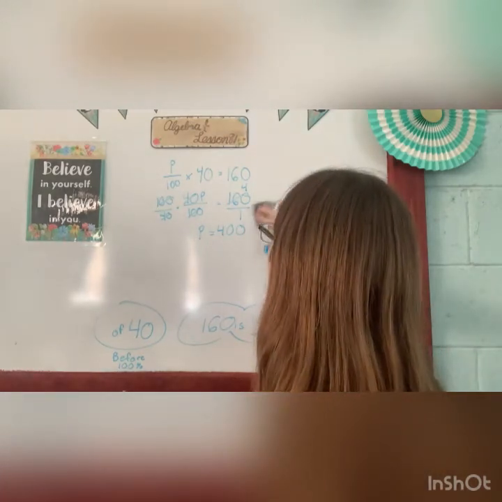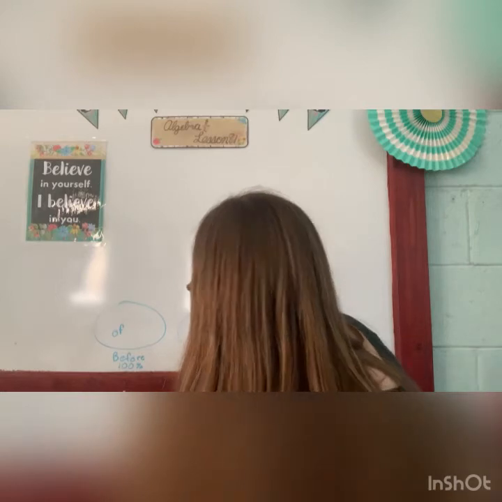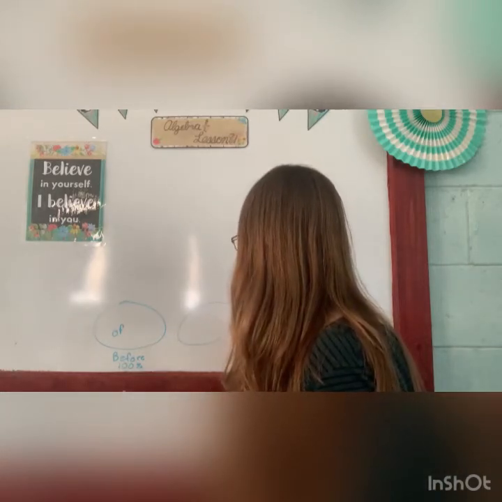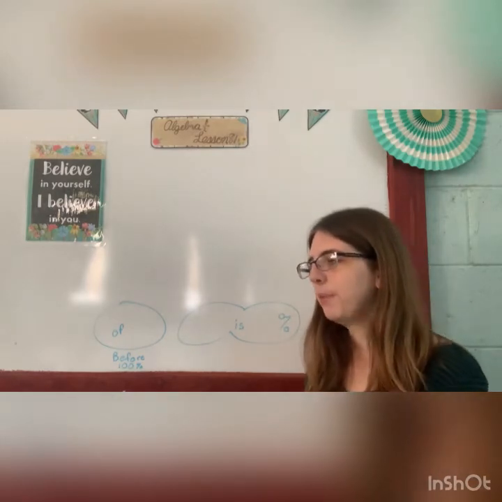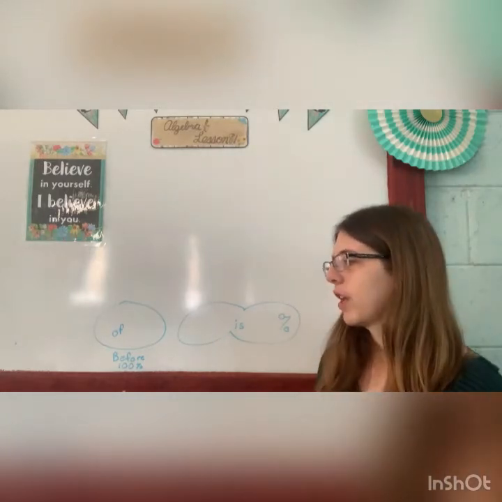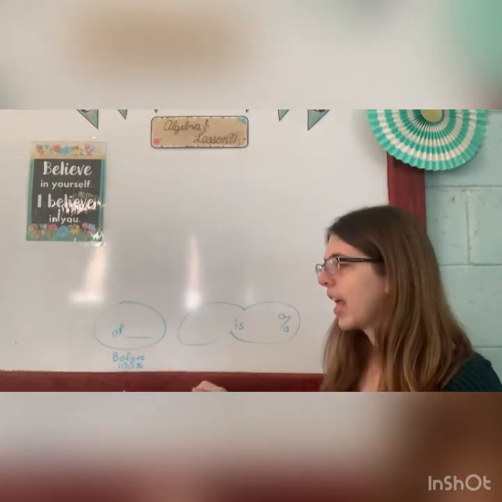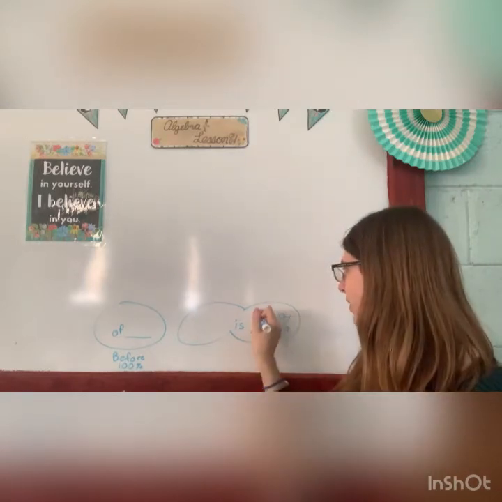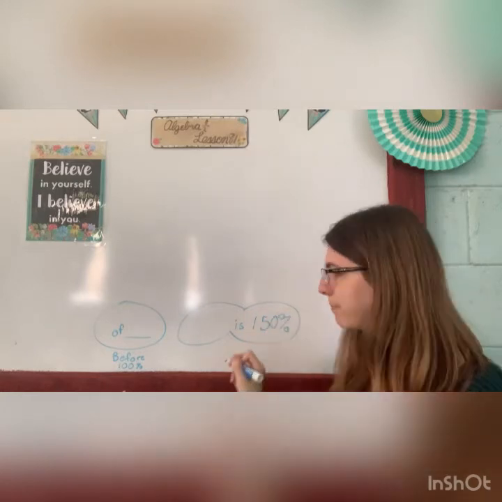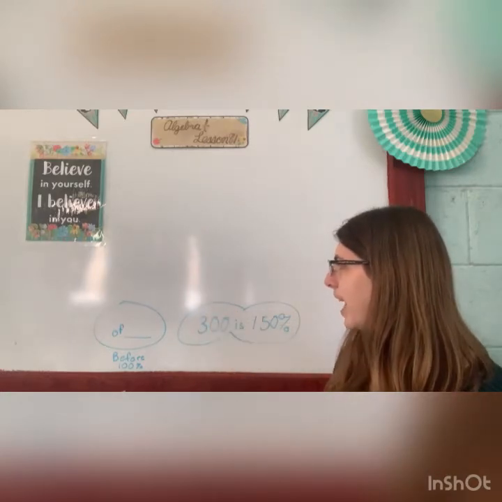All right, let's try one more example before you go to your practice. Let's get rid of all this. Okay. So in my last example, 150% of what number is 300? Okay, so 150% of what number? So I'm missing that of number. And it says that 150%, that's my percent, it's greater than 100. Okay. And 300 is our second number. So 300 is 150% of what number?